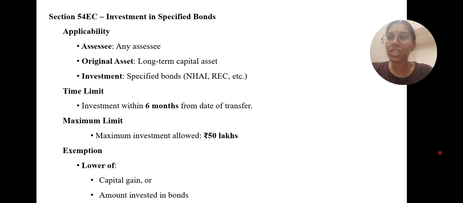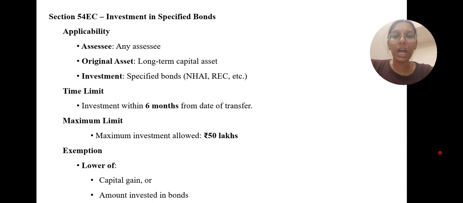Next section is under section 54EC. Under section 54EC, the exemption is for investment in specific bonds. This is applicable for any assessee: individual, HUF, companies, any organization or trust. Whoever purchases specific bonds will get this exemption.